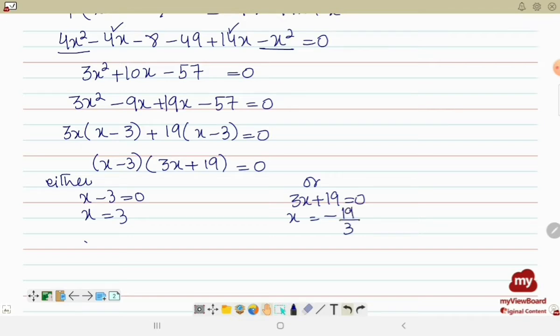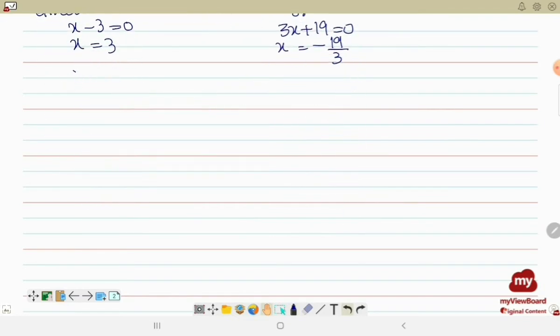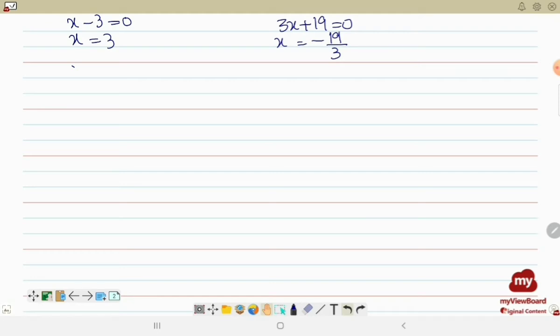We'll not write down the solution set until and unless we are going to check the values, whether they satisfy the given equation or not. Let's check for x equal to 3 first. So let me write down the equation for you people. Given question, square root of x plus 1 plus square root of x minus 2 equals square root of x plus 6. So instead of x, we are going to write down 3.